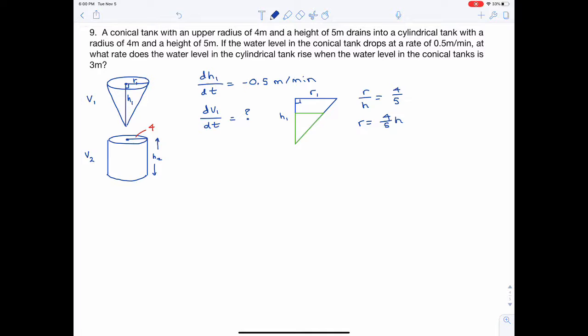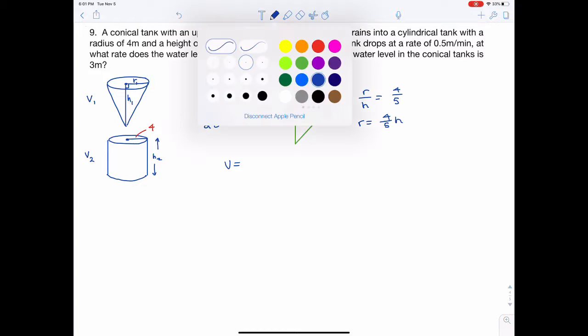And the reason I want to do that is because when I go to my volume, I want to set up an equation for finding the rate of change of the volume of the conical tank. So for a cone, it is V equals, and if you don't mind, I'm actually going to do a couple things here.